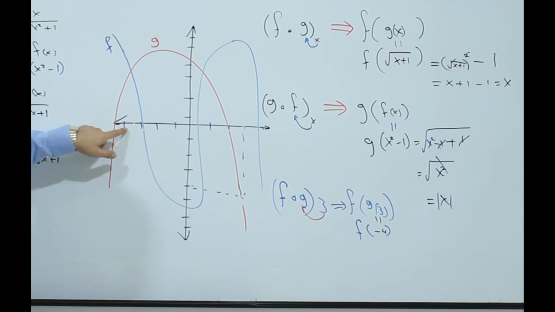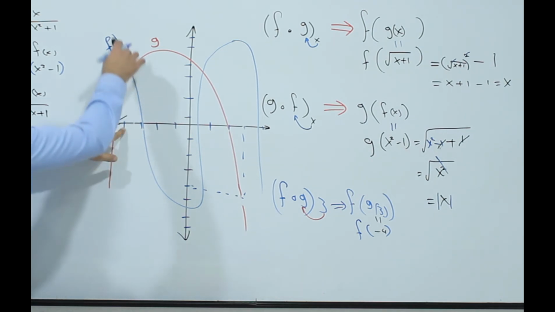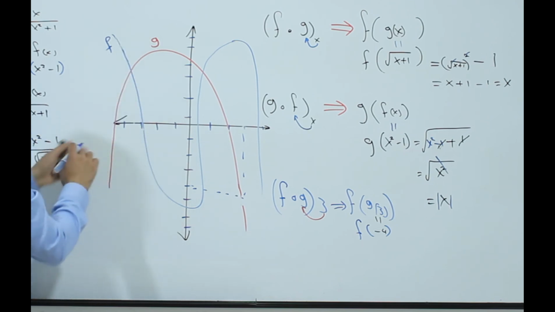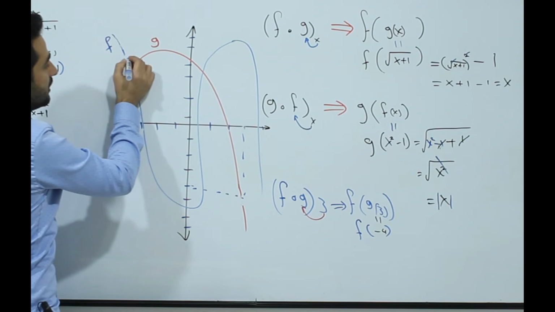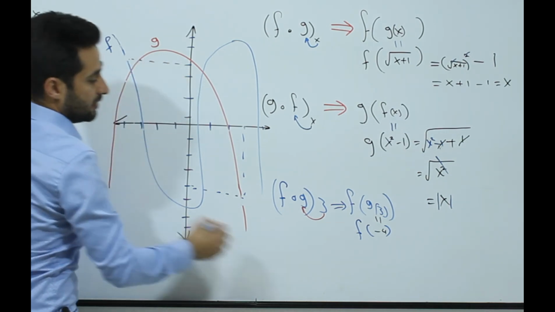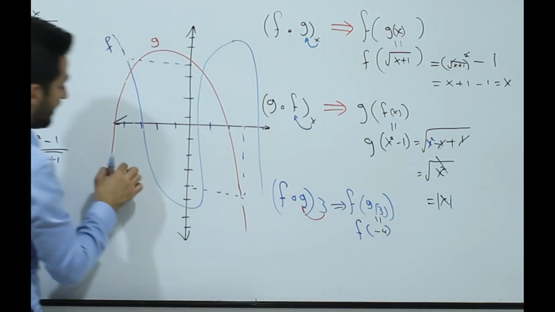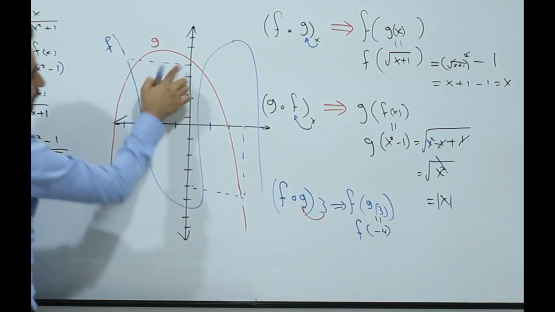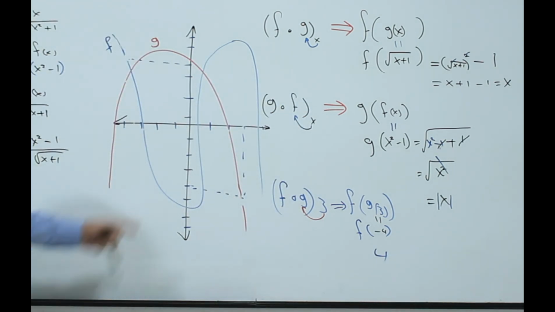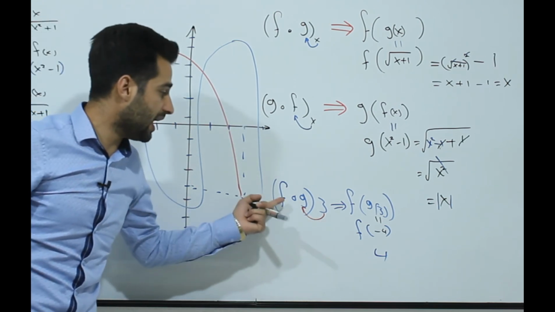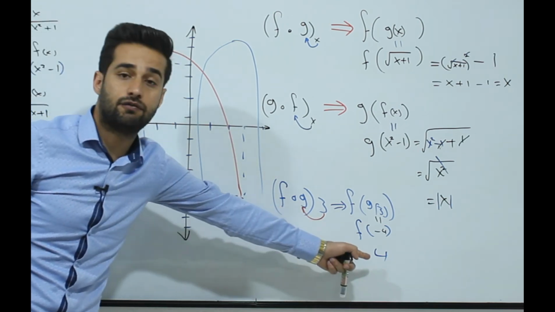And find the graph at minus 4 for f, the blue one. So the graph is here. So the answer is 4. So f of minus 4 is 4 on the y-axis. So the answer for f of g of 3 is 4.